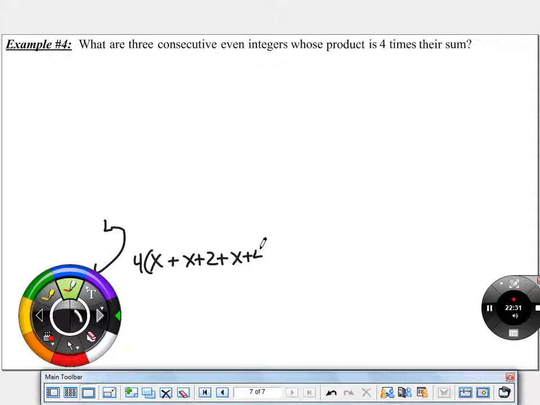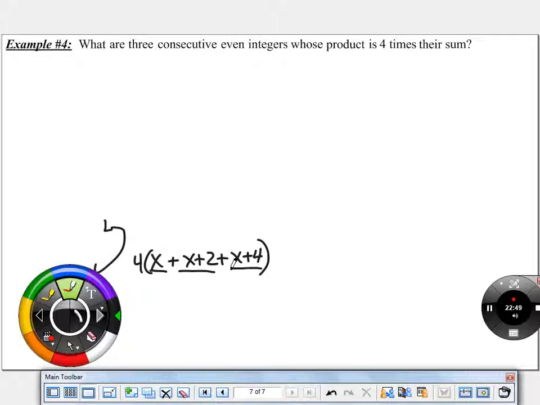Okay, so let's talk about where he got this from first. This is 4 times a sum. Notice in the problem it says 4 times their sum. So he didn't just make up a sum. This is the sum of what's supposed to be the 3 numbers. Why is he representing them as x, x plus 2, and x plus 4?